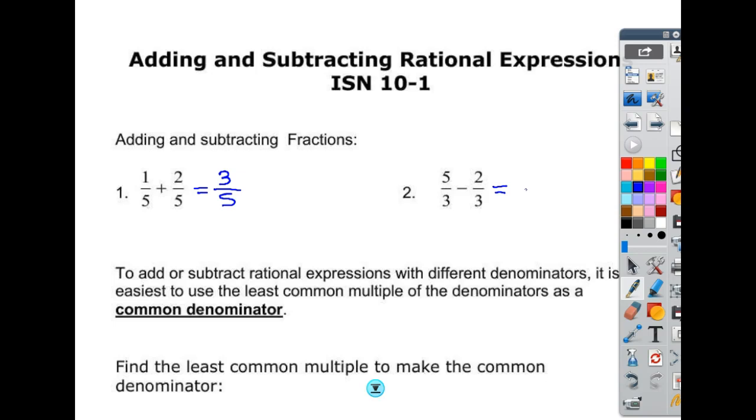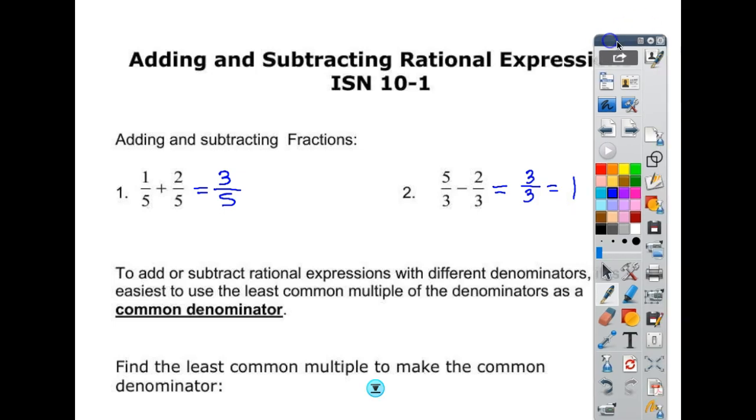So here the denominators are the same. So we're just counting up how many thirds do we have. We have 5 thirds, but then we lose 2 thirds because this one is subtract. So 5 minus 2 is 3 thirds. And sometimes you have to kind of simplify or reduce at the end. Okay?